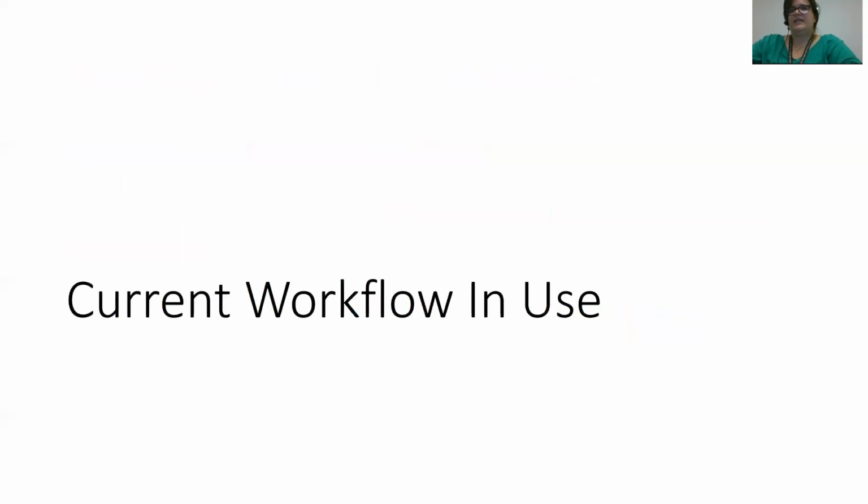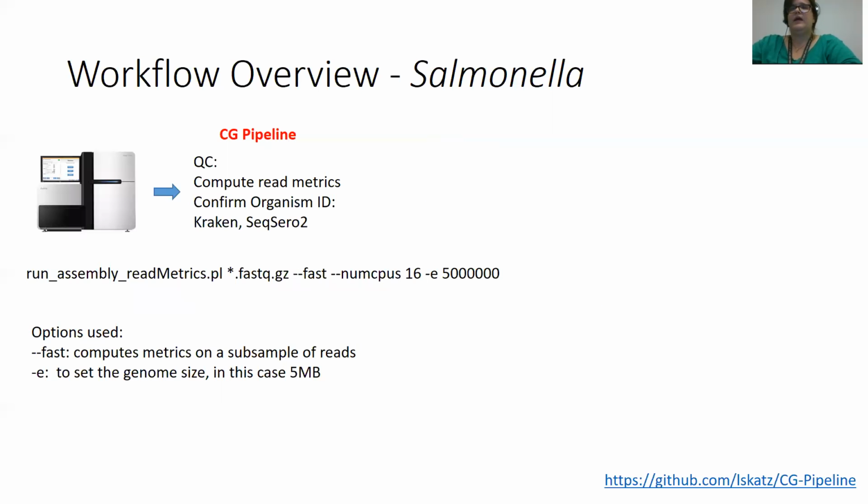So, digging into our current workflow in use. We get the data off of our sequencer and we do some QC steps. We run it through CG pipeline to compute standard read metrics like Q-score and sequencing coverage. And we always confirm sequence ID with Kraken, and then with Salmonella, it would be SeqSero, to verify that it is the organism we think it is and the serotype that we think it is.